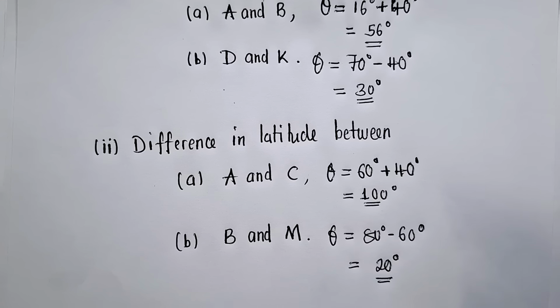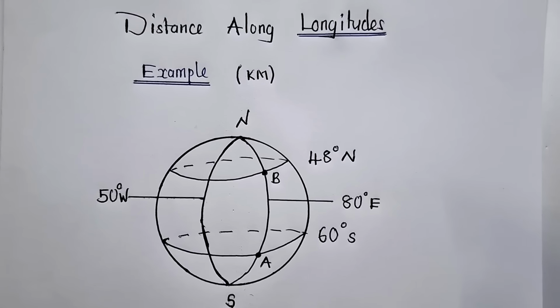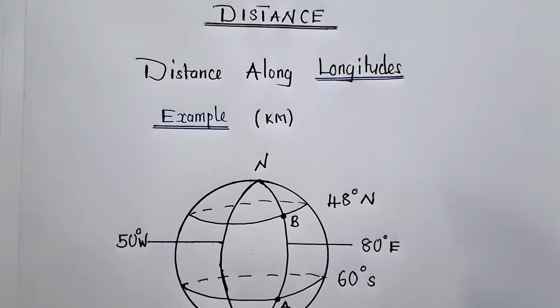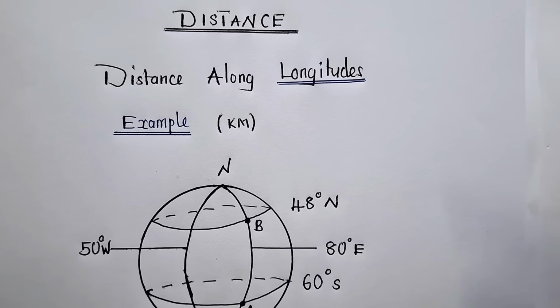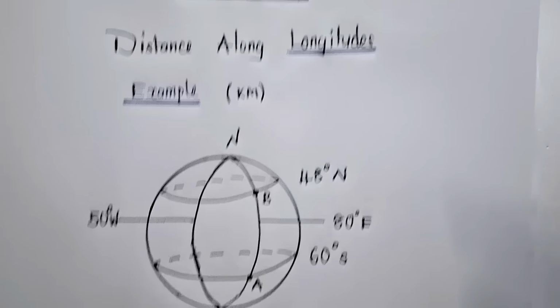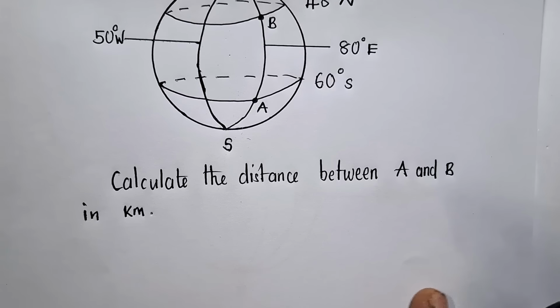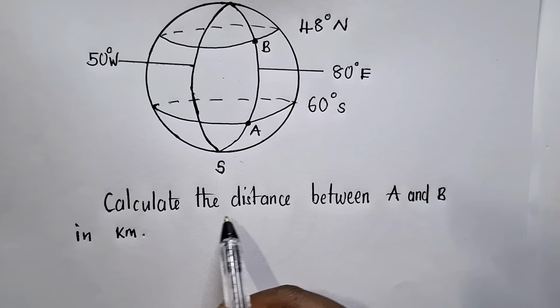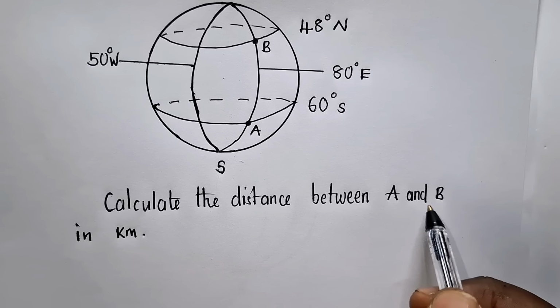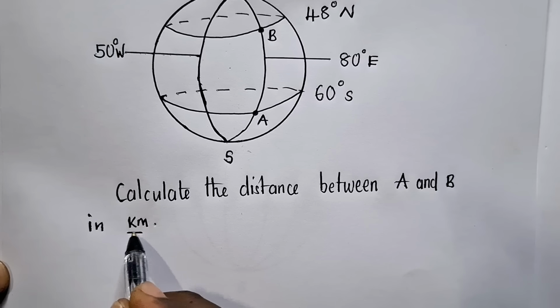Okay, let's go to the next thing here. So the next part that we're going to do here is distance. Under this topic, you are expected to calculate distance, be it in paper 1 or paper 2. So look at this example. The distance is happening along the longitude. So here they are saying calculate the distance between A and B, and they have specified that distance must be in kilometers.